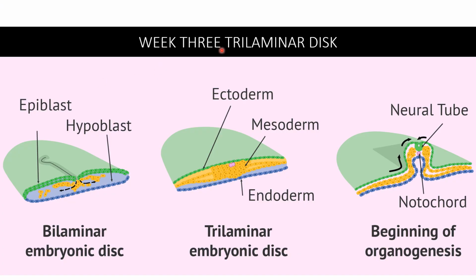And then we end up having week 3, the trilaminar disc. What ends up happening is the cells from the epiblast move into an area between the hypoblasts, and so you end up having 3 cell layers. At that point, you have an ectoderm. Ecto means outside, derm means skin. The mesoderm, meso means middle, derm means skin, and endoderm, which means inner skin.